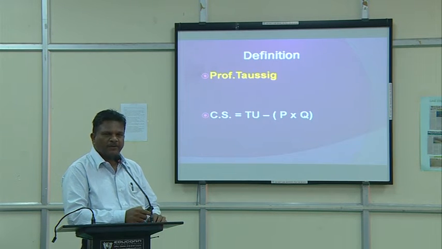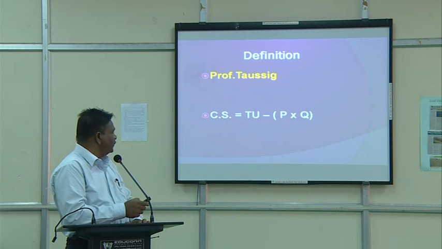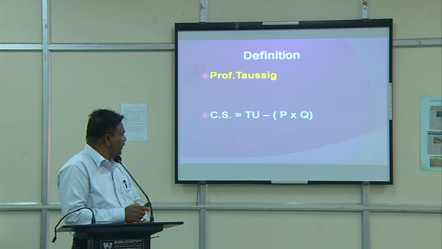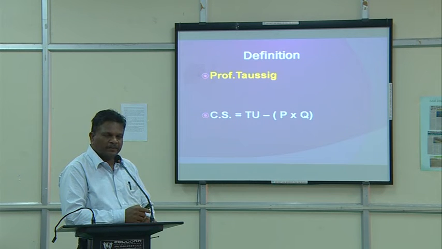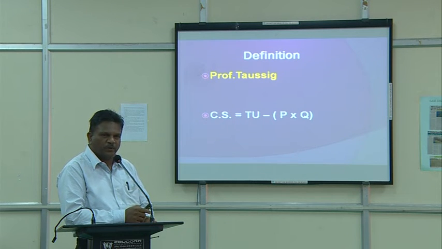According to Alfred Marshall, another economist, he derived the consumer surplus from the total utility and the price of a particular commodity. This is the formula: CS equals TU minus P into Q, where CS is consumer surplus, TU is total utility, P is price for a commodity, and Q is quantity for a commodity.